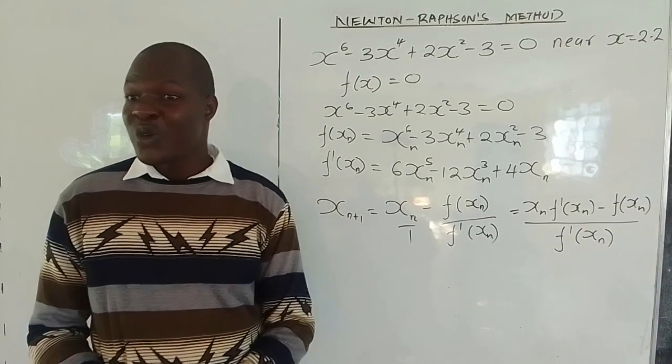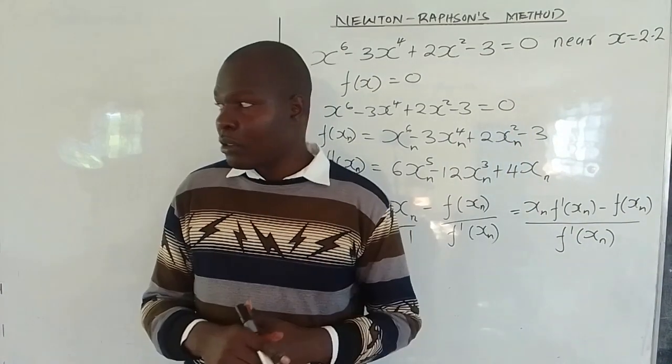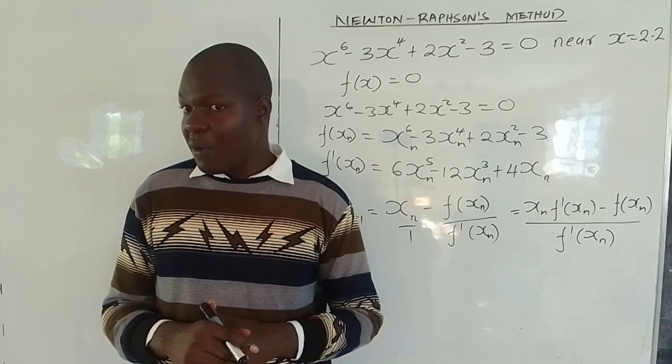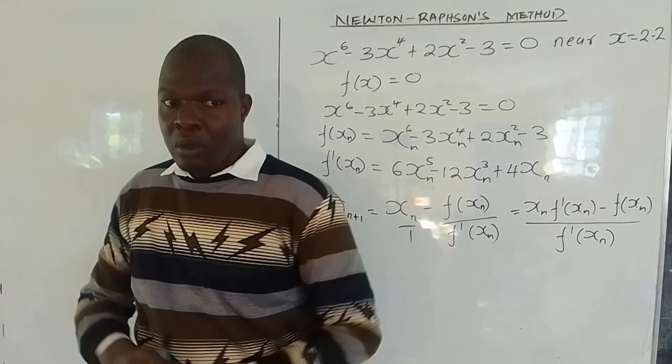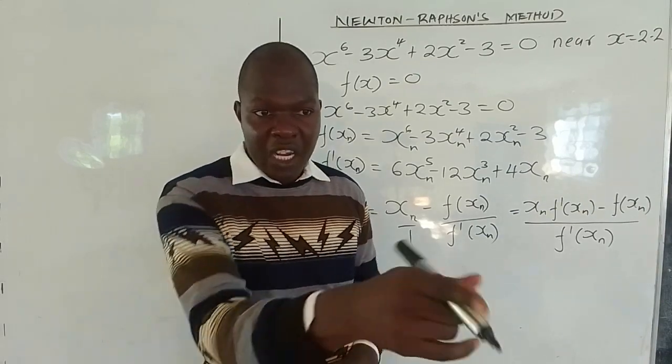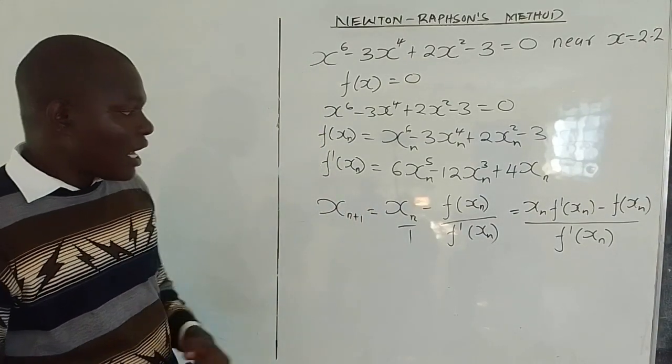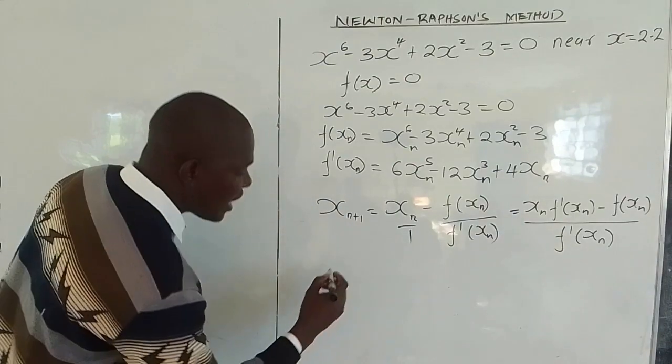You can only do cross multiplication when you have 2 terms only, isn't it? Are we together? Only when you have 2 terms is when you can do the cross multiplication of fractions, isn't it? Yes. Having found this, the next step we do what?